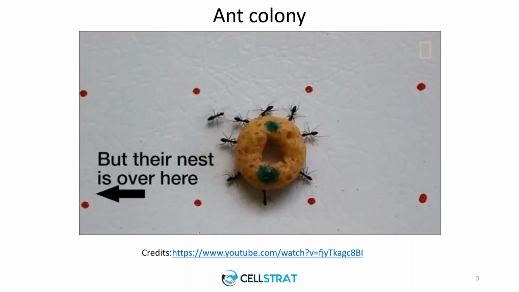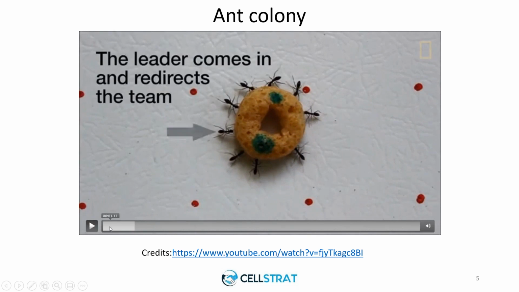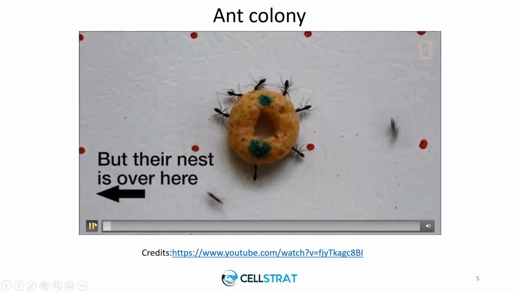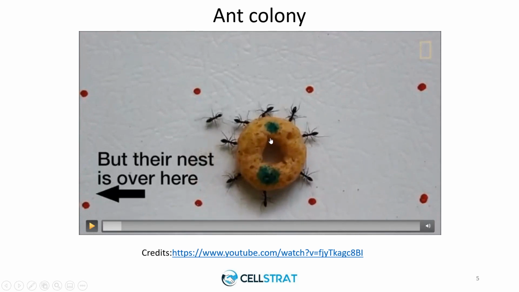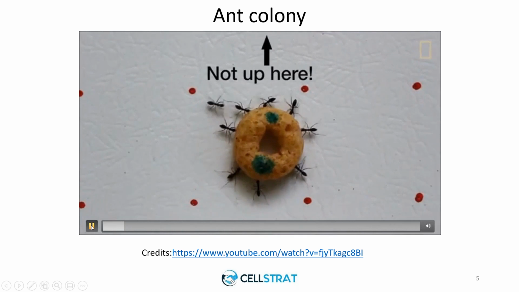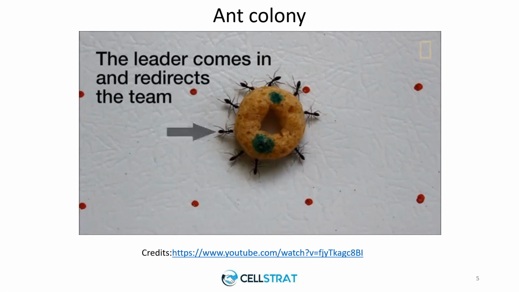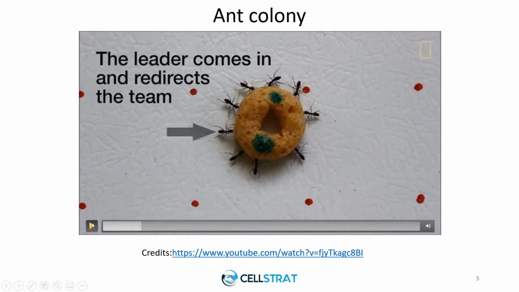Let me just pause here. So this is an ant colony which is trying to get their food to the nest. As you can see, they are moving in the wrong direction, right? But their nest is somewhere in this particular direction. If you observe, the leader comes in and redirects the team towards the nest. So there is some sort of information being shared as a group, and they are trying to solve a problem as a group. This is one example of swarm intelligence.